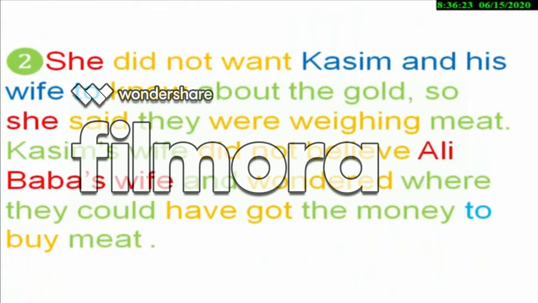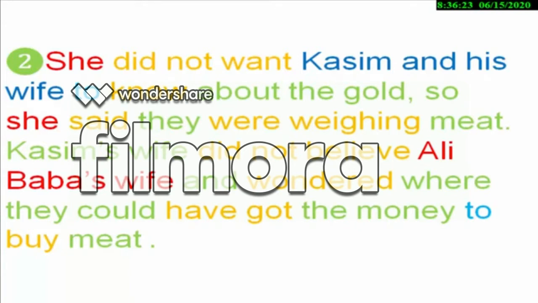This is the second passage. She did not want, بمعنى لا تريد. Notice here the verb want, أراد يريد, but here we add the auxiliary to do in the past because the story is built in the past. القصة مبنية في الماضي. So we say she did not want, لم ترغب. She did not want Qasim and his wife to know. So she refers to Ali Baba's wife.